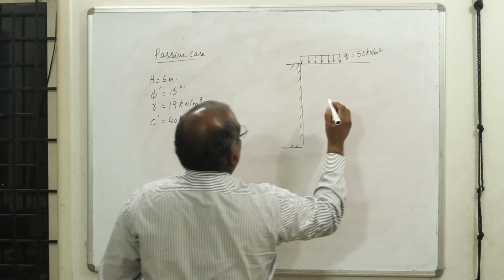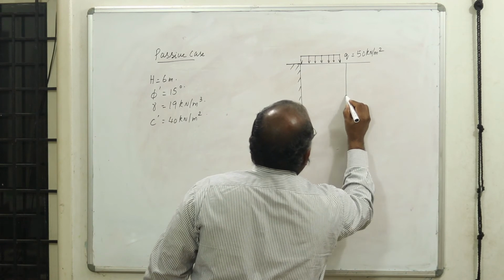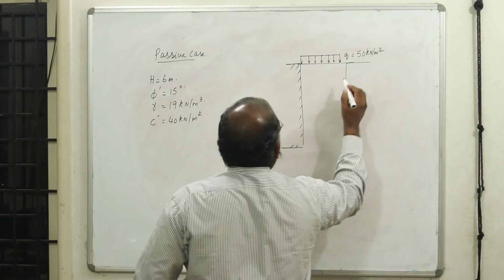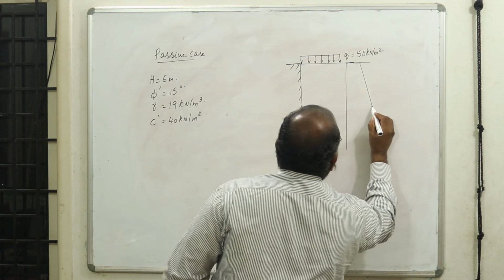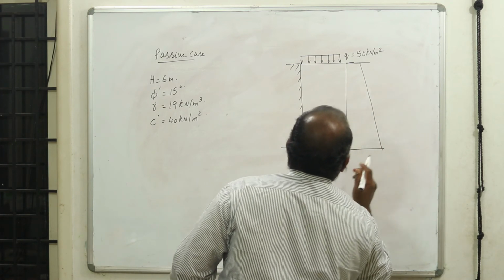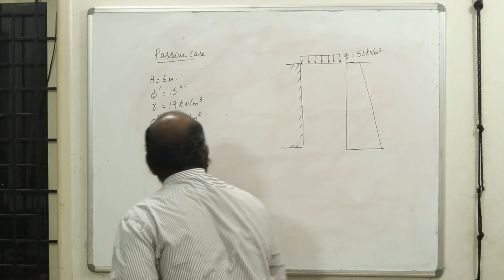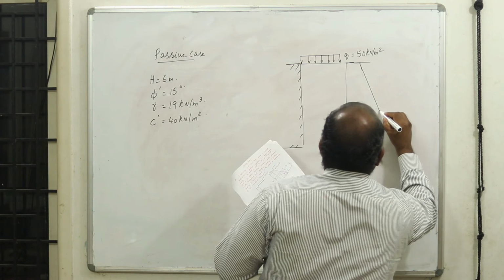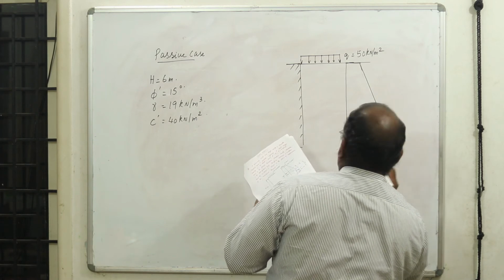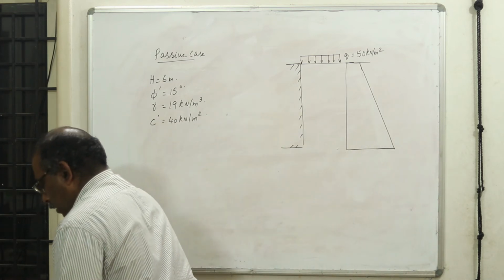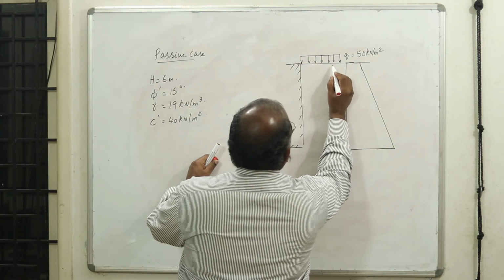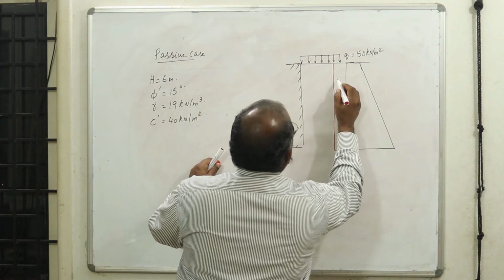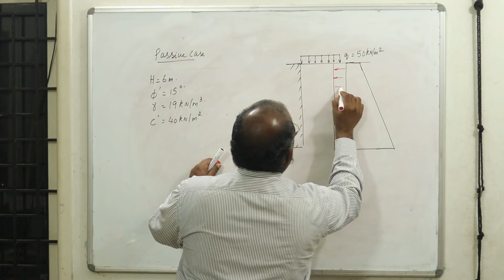Now, what happens to the pressure distribution diagram because of the backfill? This is the pressure distribution diagram. In fact, this may be more. This is the inclination qualitatively. It should be something like this. And because of the surcharge, we will have this.